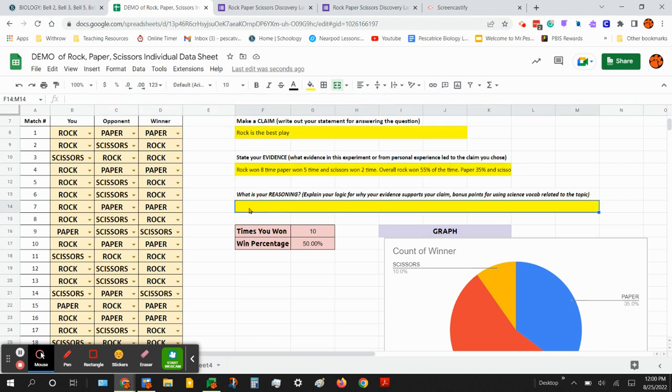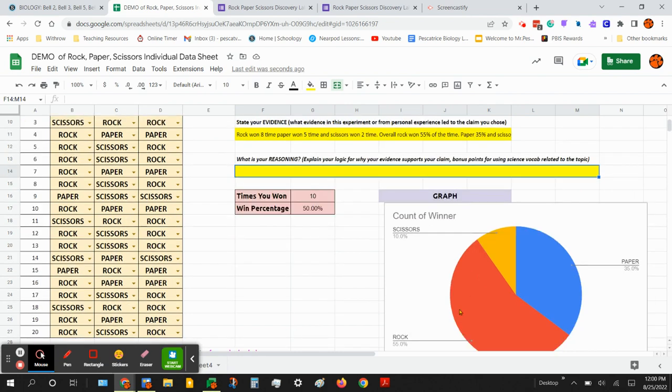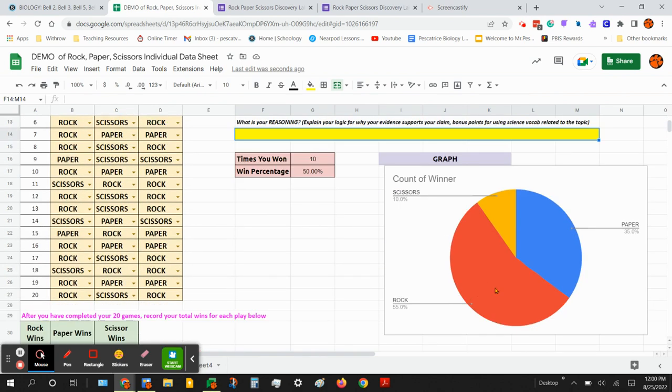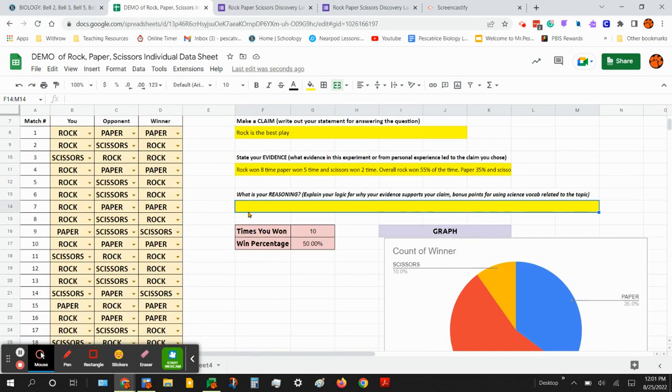So finally, what's your reasoning? This is where students struggle the most. You have to come up with a reason why rock won. So rock won more than half the time. So what you can say here is come up with a reason. Why do you think it happened? And again, it's going to be hard because it's not going to be obvious, but you could say something like, when you make a fist with rock, it's easy to play. So that's why it got played the most.